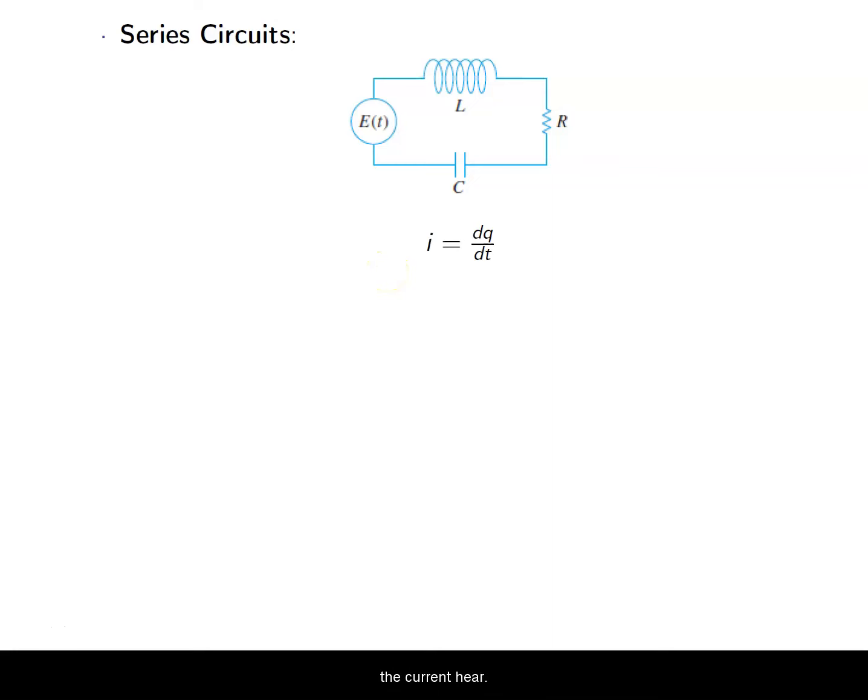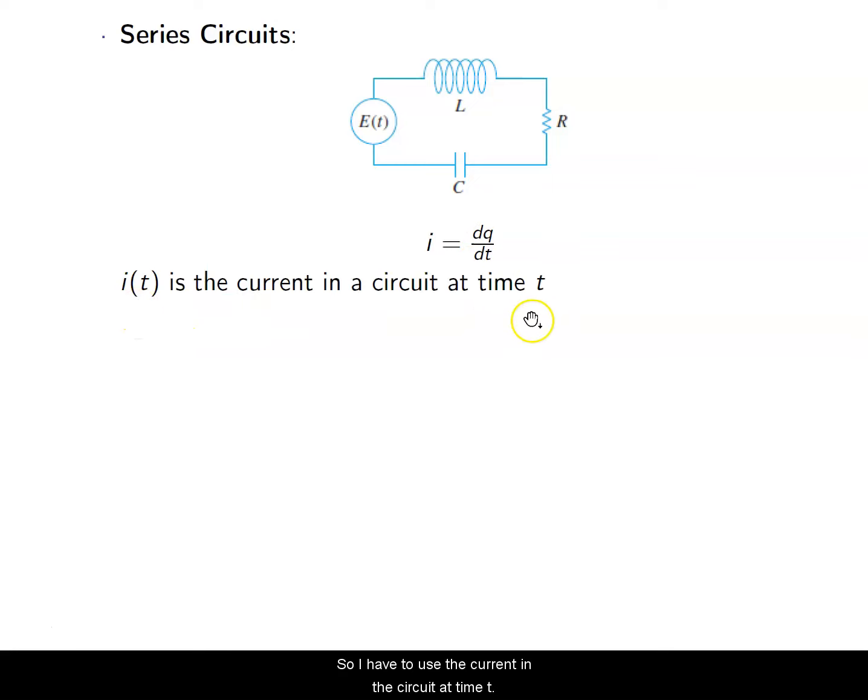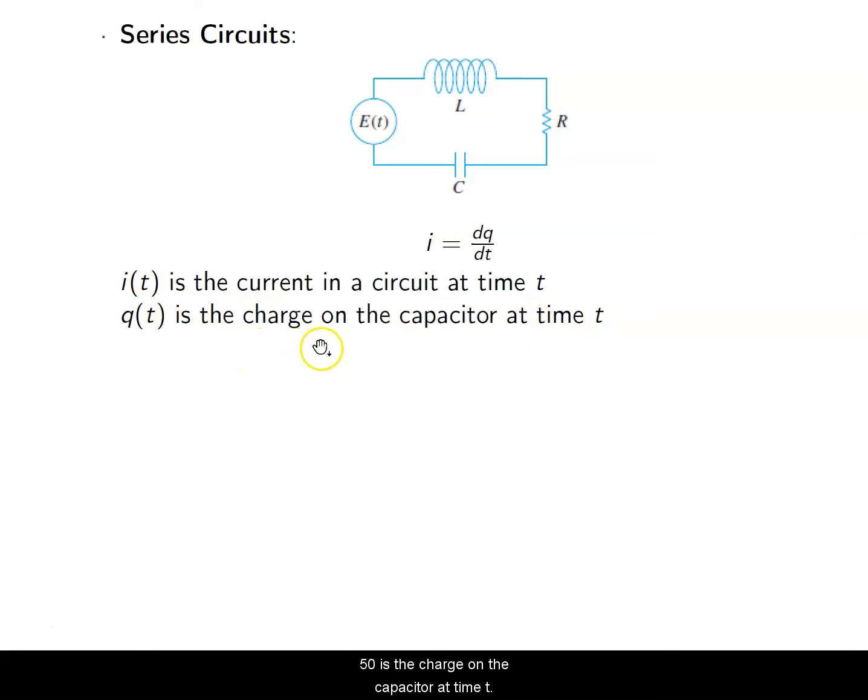So the current here, right, the current throughout the circuit is equal to the rate of change of the charge over time. Okay, so I of t is the current in the circuit at time t. Q of t is the charge on the capacitor at time t, right? So my voltage across the inductor is L, right? This is the resistor, this is the capacitor. Sorry if I forgot to say that. E of t is the voltage drop.